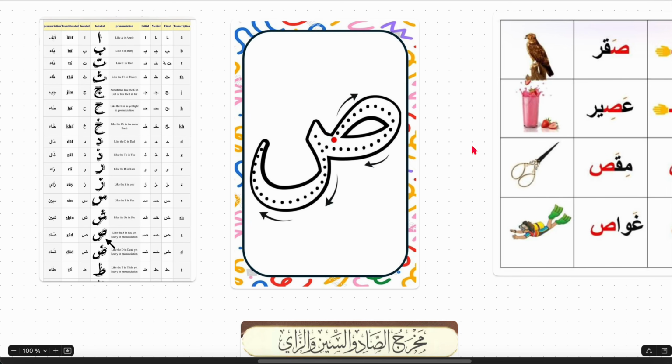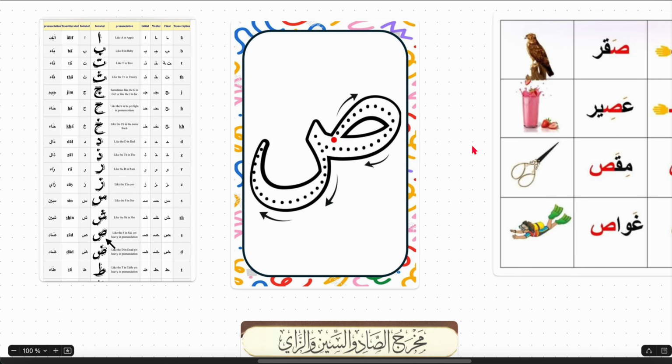The name of the letter Sad in Arabic, Sad, is the Arabic name of the letter. The sound of Sad is S, S, S. The letter Sad, the sound of the letter Sad, it's a strong, deep sound.